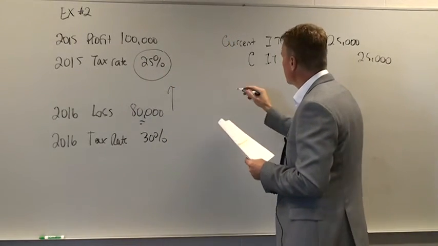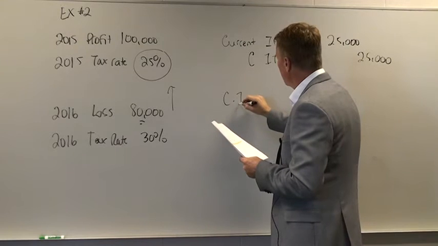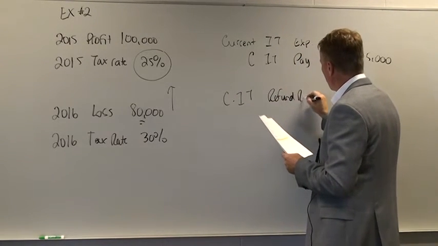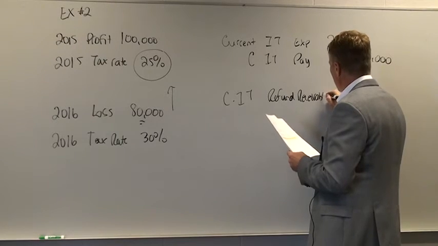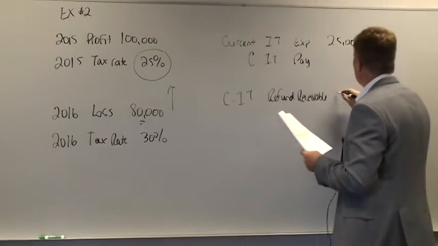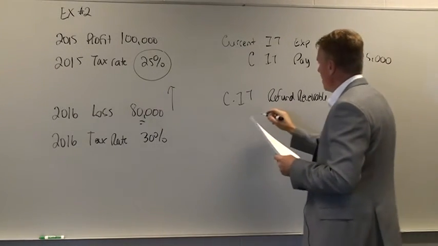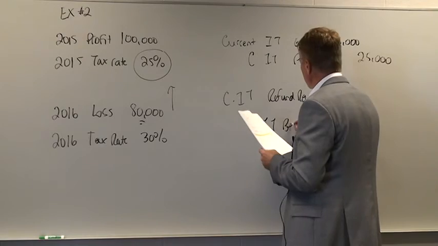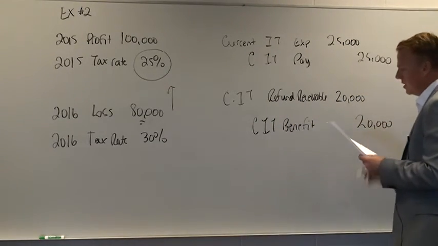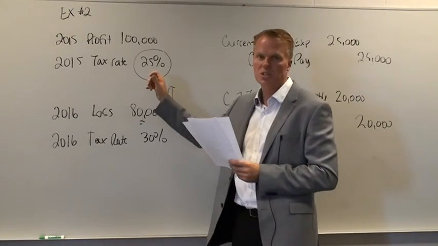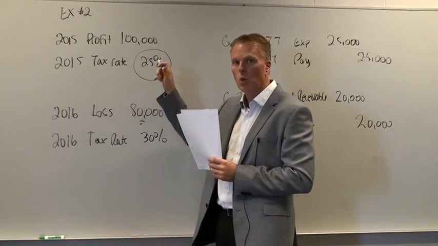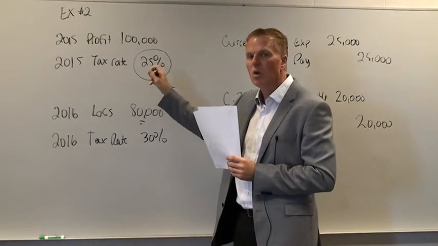So in this case, we would have current income tax refund receivable, and it's $80,000 times 25%. That'll be $20,000. And this will be a current income tax benefit of $20,000. So again, the key thing I want you to focus on here is the tax rate that was in effect going backwards is what we're going to use, the 25%.